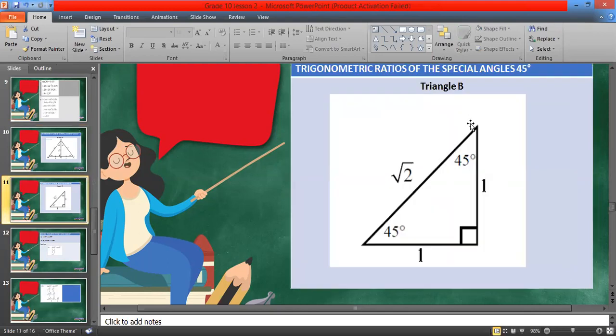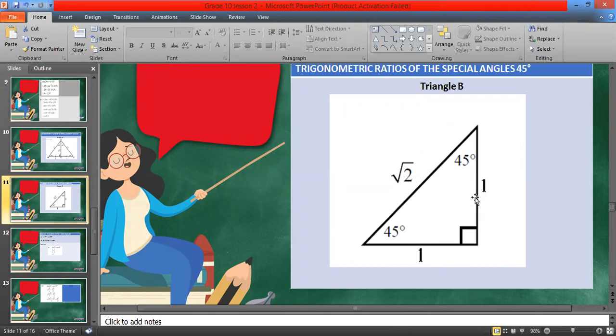So, special angle 45 degrees. If you have 45 degrees, what is sine 45? What is cos 45? What is tan 45 without your calculator? You have to memorize this other triangle for special angle 45. To get it, draw a right-angled triangle. You're going to have 1, 1, root 2. So this side is 1, there is also 1, and the hypotenuse is root 2.